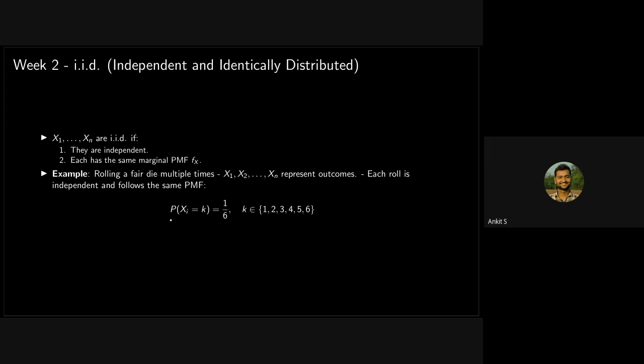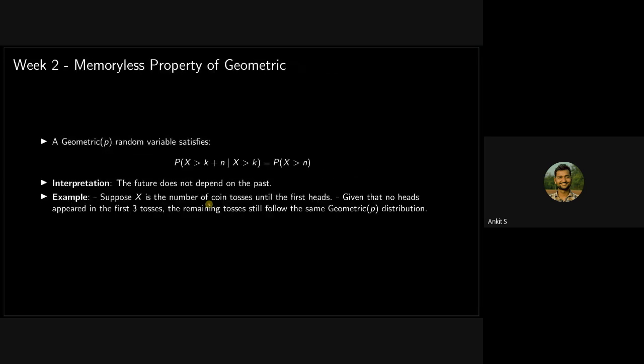Now, it's explained in terms of rolling a fair die multiple times, but it holds for tossing a coin also. Then this is also a very important part of this week, the memoryless property of geometric. Can anyone explain the essence of this to me?